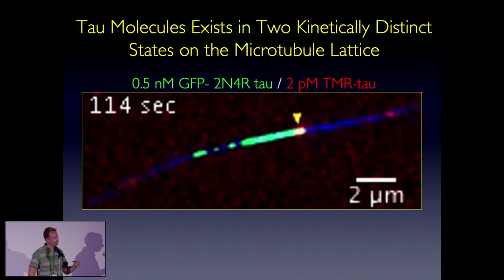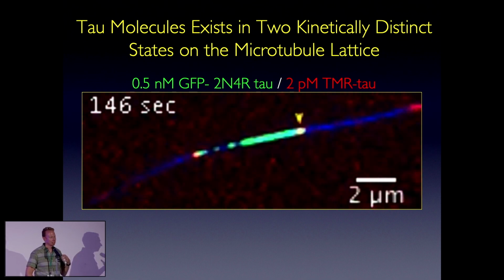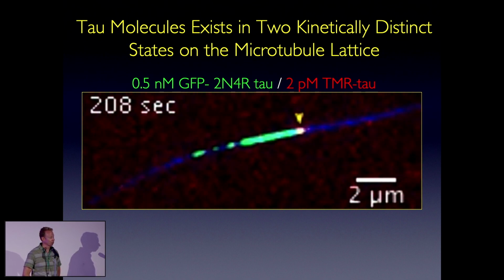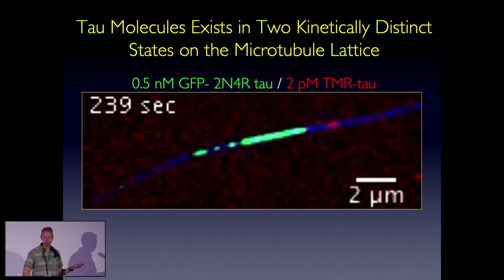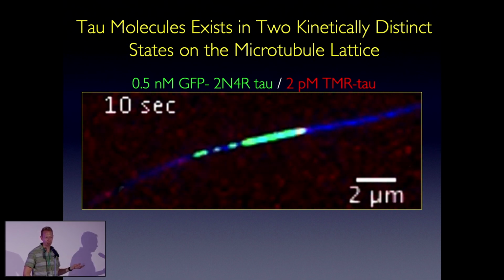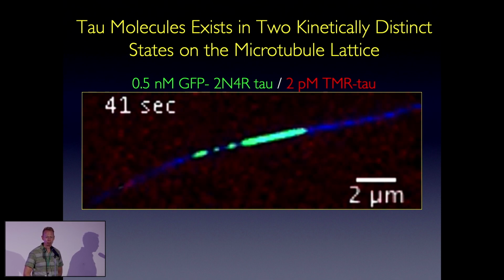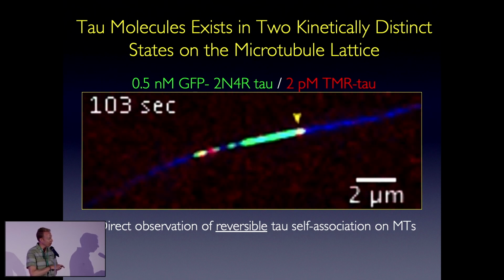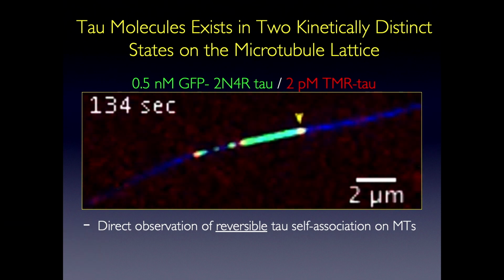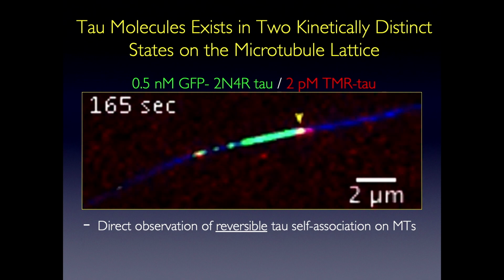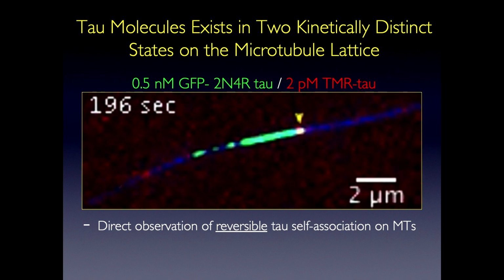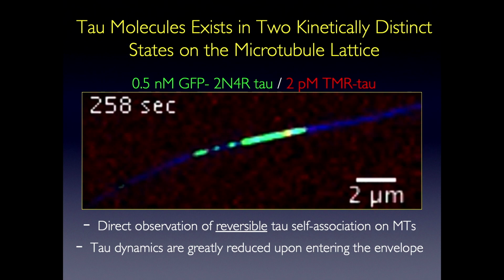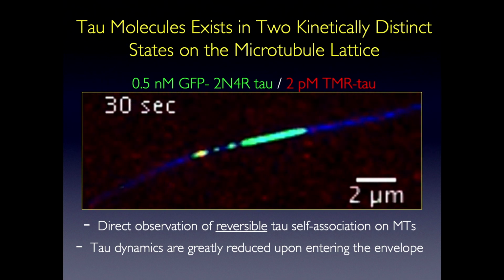And we believe that these tau envelopes represent an oligomerization or a self-association of the tau molecules on the microtubule. And this is really important because self-association of tau was previously thought only to occur in disease, such as Alzheimer's. But we believe it actually occurs on the microtubule in a very physiologically relevant way. So this is direct observation of reversible tau self-association. I underline reversible because, again, in Alzheimer's disease, the tau self-association is thought to be irreversible. That's why you find all these plaques and aggregates that are found in diseased brains. And tau dynamics, the single molecule dynamics, are greatly reduced when tau molecules enter the envelope.